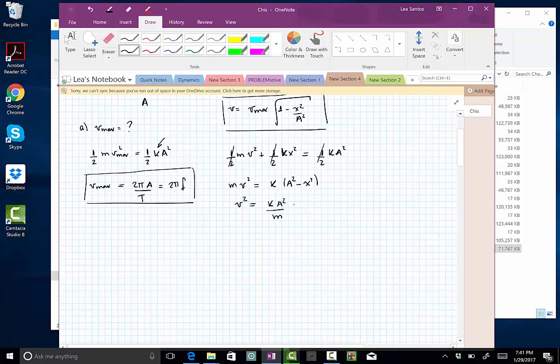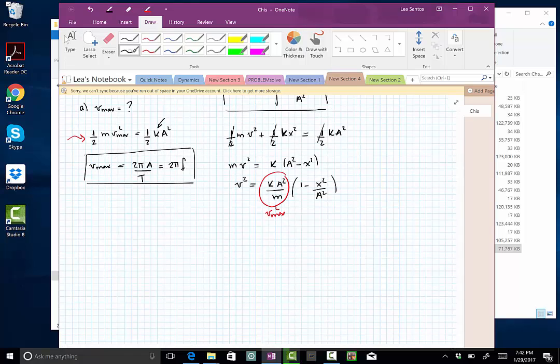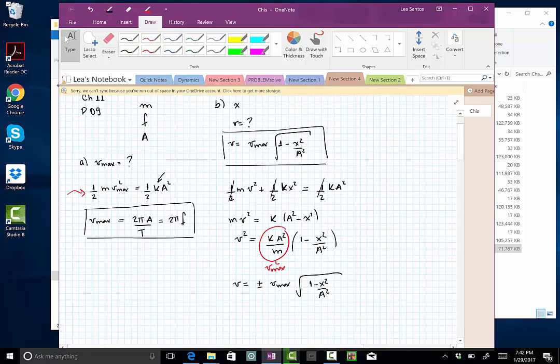k a squared over m times 1 minus x squared over a squared. This we know is the Vmax squared. So then we found that equation that we just used. V is plus or minus Vmax times the square root of 1 minus x squared over a squared. This is the equation for the velocity. Here I didn't bother putting plus or minus because in the WebAssign you're actually just going to enter the magnitude of this velocity. Very well, let's go to the next one.